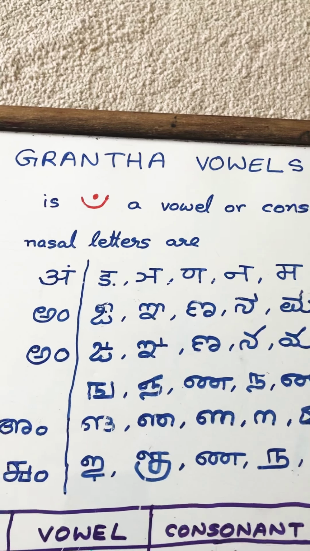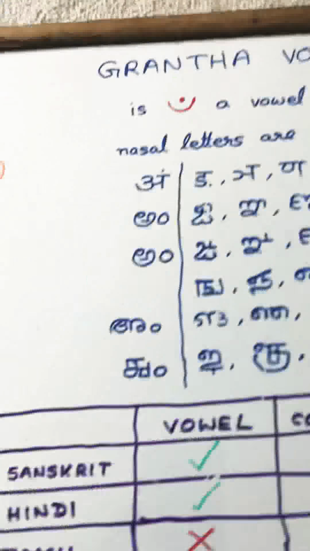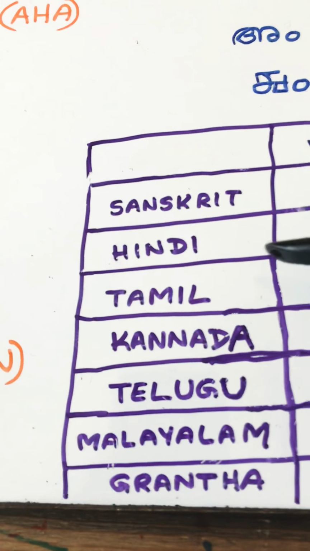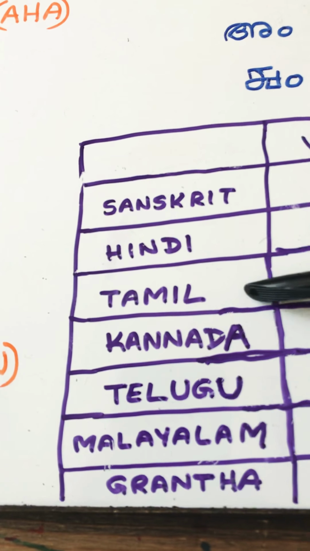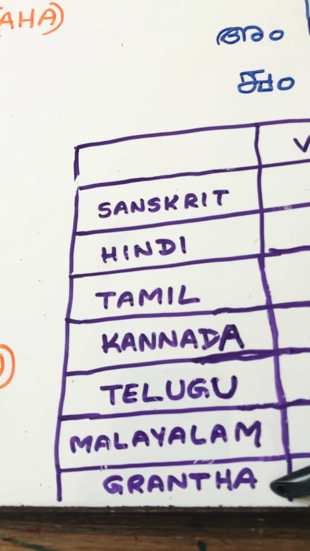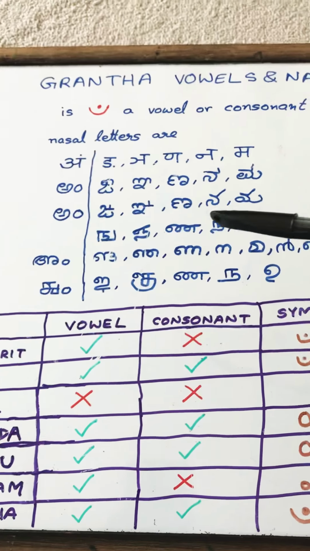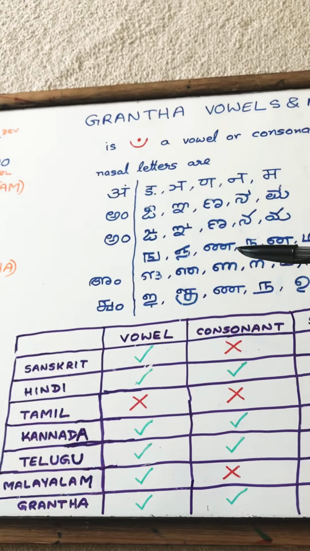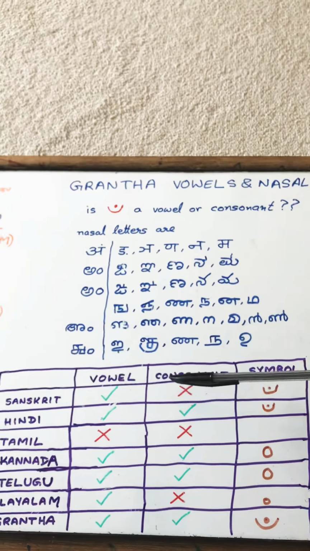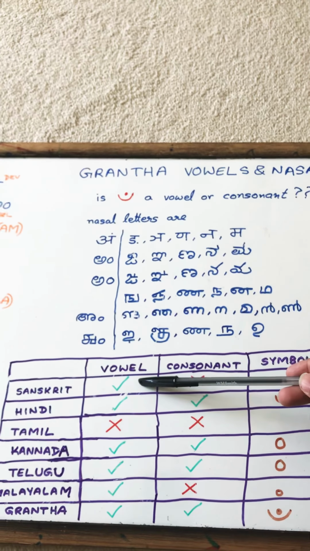But then again, there are rules. So if we look at these scripts that we have, Sanskrit, Hindi, Tamil, Kannada, Telugu, Malayalam and Grantha, this is the table that we have. So if I just zoom out a little bit, this is the table that we have.